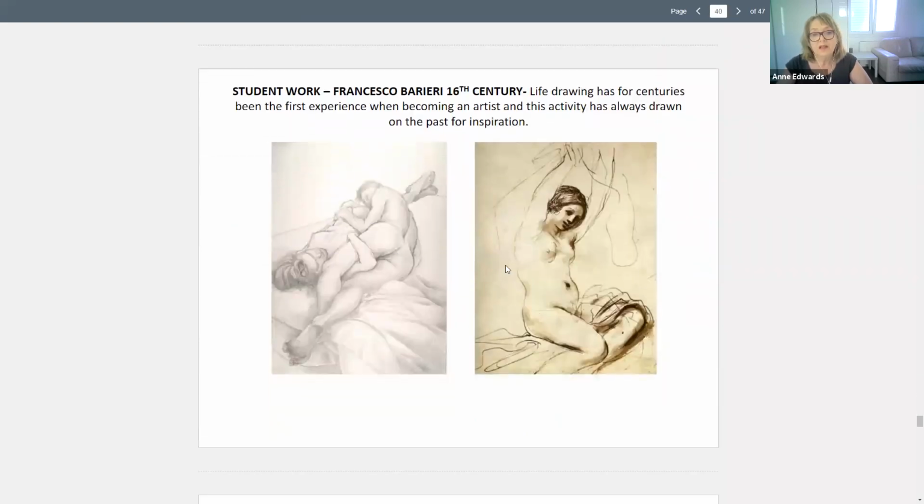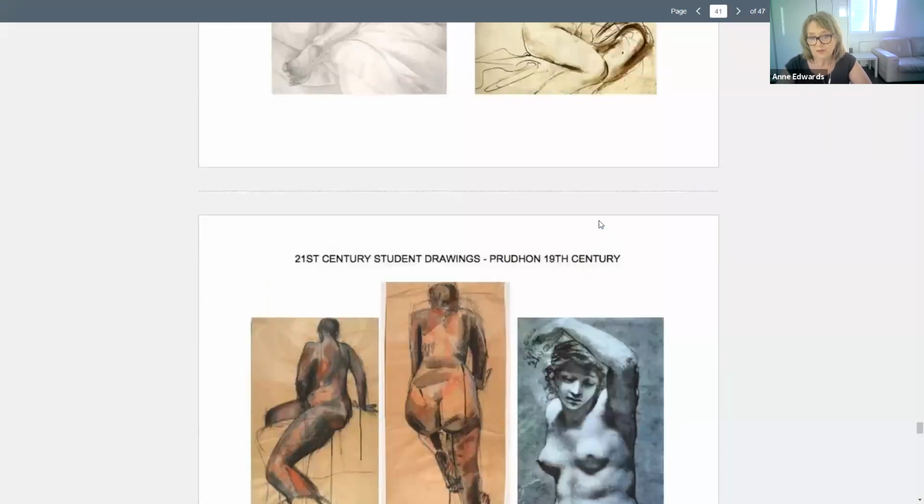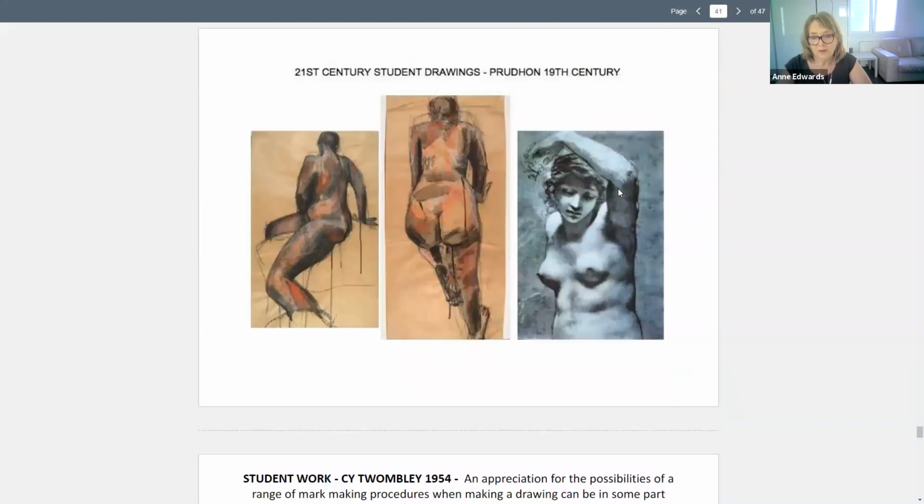Student work here. This has a lot of dynamic opportunities because of this diagonal here, and this one has a very dynamic upward sweep, up and down. Life drawing has for centuries been the first experience with becoming an artist, and that activity has always drawn on the past for inspiration. Some more here where you can see the very dark and light shadows and highlights being repeated on these drawings as well.